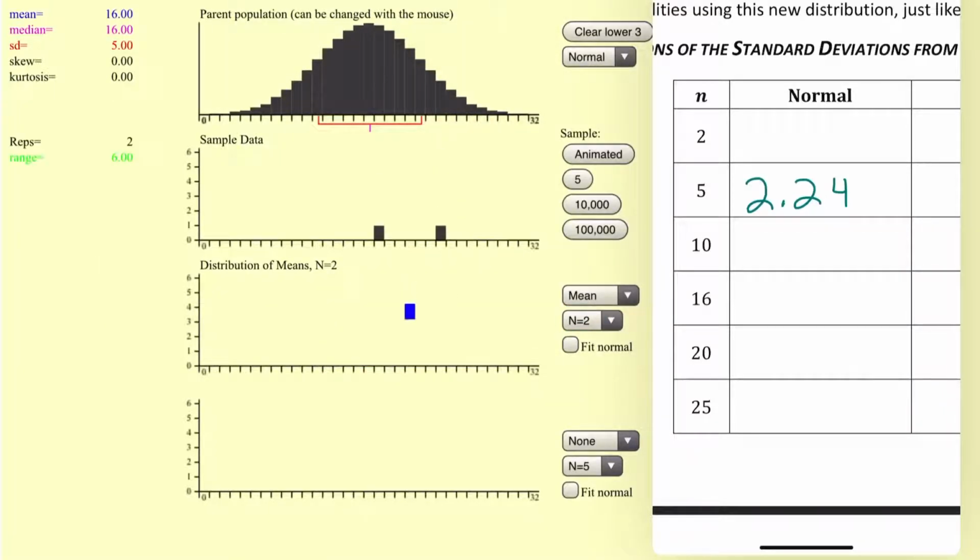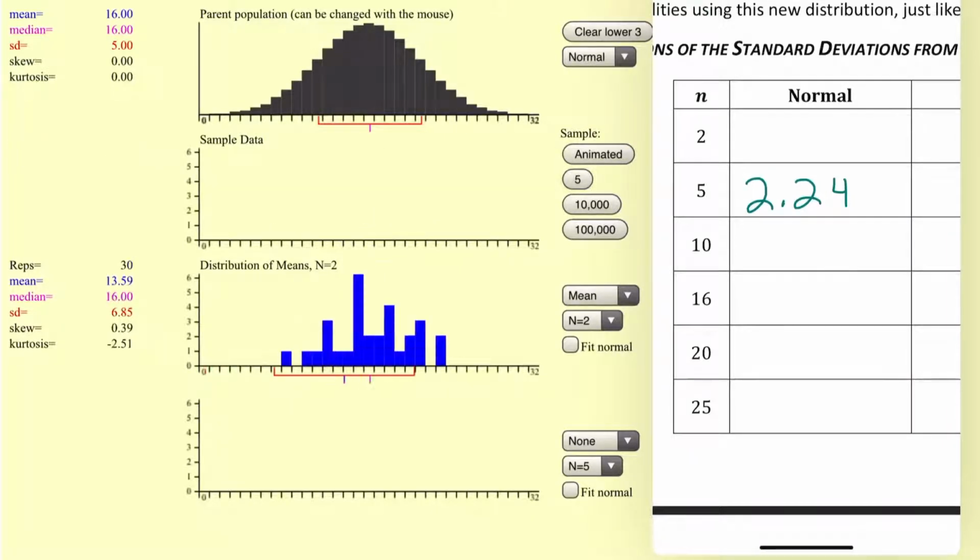So again, sample size 2, I do 1, 2, there's a mean. 1, 2, there's a mean. 1, 2, there's a mean. All right, do you see what's happening? Get my sample, produce a mean. I'm interested in that blue graph. Okay, let's speed this up. Jumping in chunks of 5.